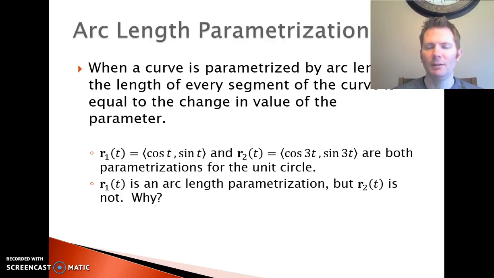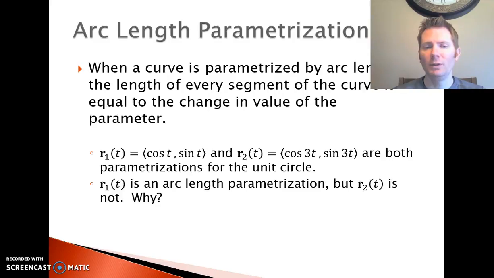You can verify that by integrating the magnitude of r sub 1 prime of t between any two values, let's say from 0 to 2 pi. The arc length of r sub 1 of t over 0 to 2 pi is exactly 2 pi. That is not the case with r sub 2 of t. If you take the derivatives of both components, square them, add them together, take the square root, and integrate from 0 to 2 pi, you do not get 2 pi minus 0, or 2 pi. You get something different. I'm going to leave it to you to do the math and verify that.